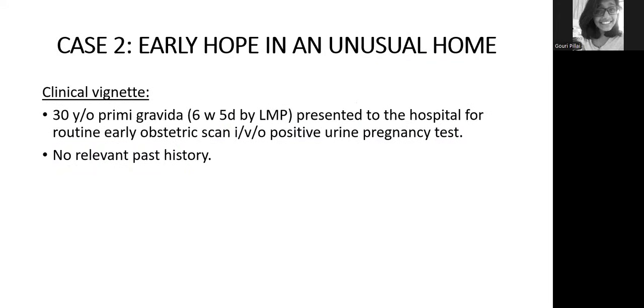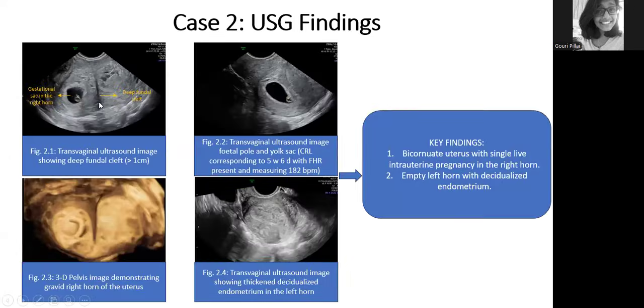Coming to our second case, an early hope and an unusual hope. Case 2 is that of a 30-year-old primigravida who was 6 weeks 5 days by LMP, who came for a routine early obstetric scan after a positive pregnancy test. Transvaginal ultrasound showed a deep fundal cleft, which was greater than 1 centimeter, immediately suggesting biconjugate uterus.